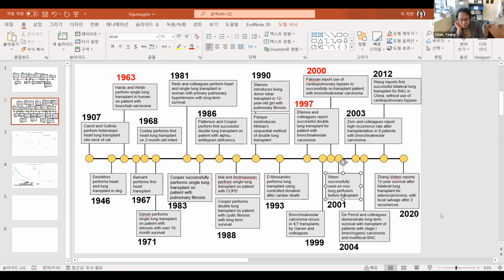So I guess 2004 may be important for cancer. High recurrence rate. Long-term survival.